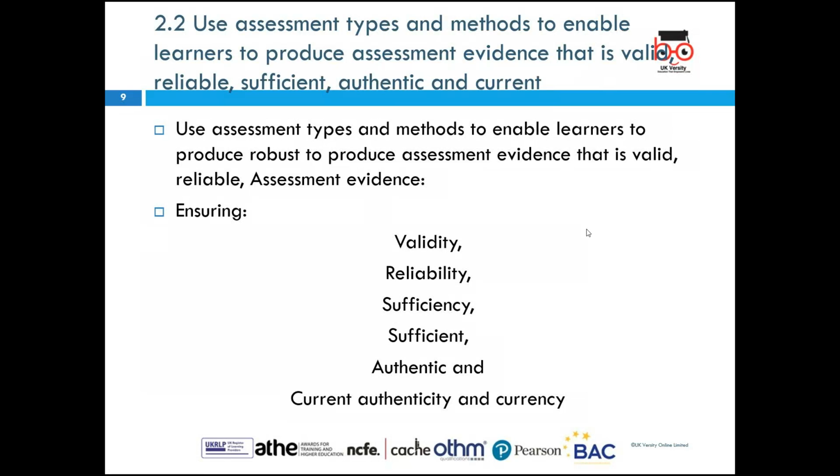So when we're looking at assessment types and methods, we do these different types of methods to make sure that we've got a robust system in place where we can produce assessment evidence, and this evidence has to be valid and reliable. So you need to ensure that there's validity, reliability, sufficiency, authenticity and currency. And don't worry about these, because we do go on to cover what these actually mean.